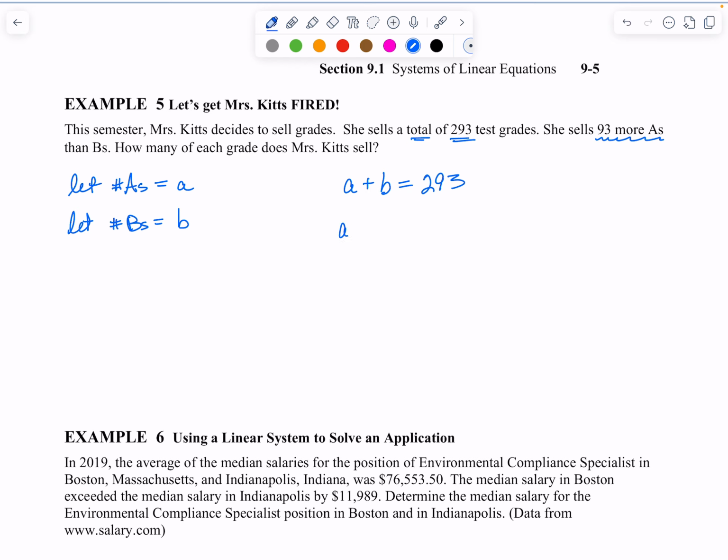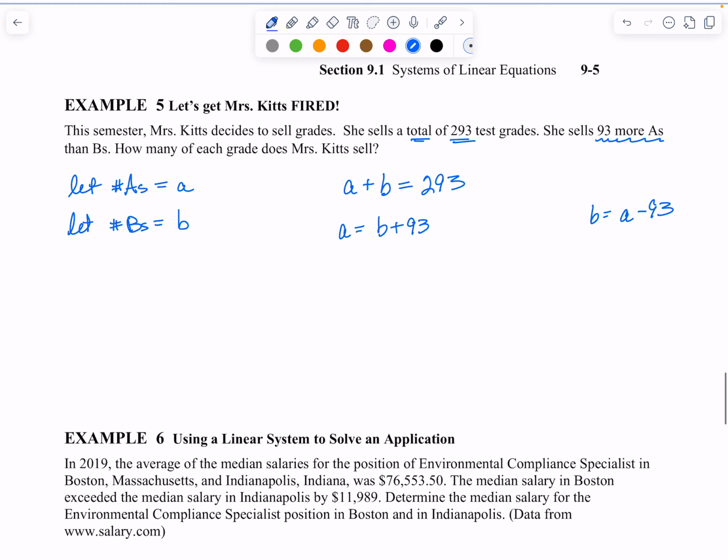So I think of it like this. A's are going to be my B's plus 93. That's the way my brain works. Okay, some people say, well, my B's are going to be my A's minus 93. It really does not matter. Whichever one makes sense to you. This equation works, that equation works. It doesn't matter which one you use. But I'm going to go ahead and use the A equals B plus 93.